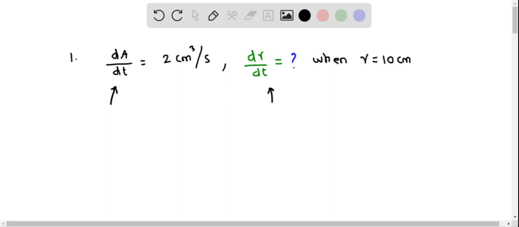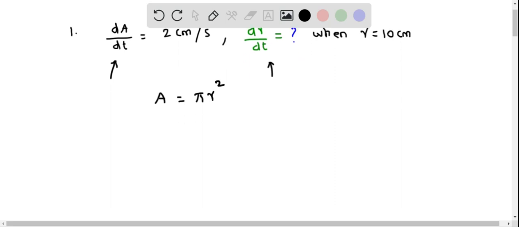So let's see how to do this one. First, let me consider the area of the circle. That is, area of the circle is given by the formula A equals pi r square. Now I differentiate both sides with respect to time. So the rate of change of area, which is written as dA over dt.